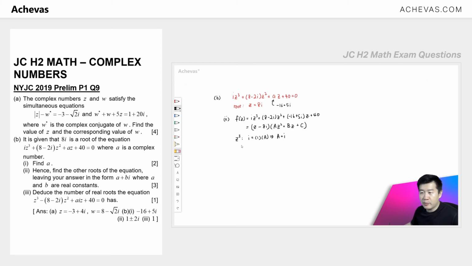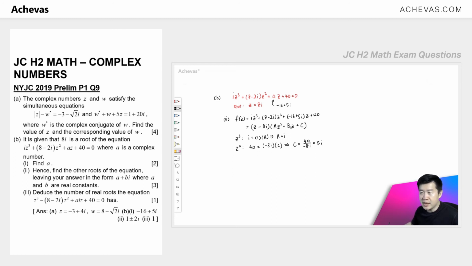And if I were to compare the term that is independent of z, this 40 over here, so the term that is independent of z on the left hand side is 40, and on the right hand side we will obtain it by taking minus 8i multiplied by c. This tells us that c is just going to be 40 divided by minus 8i. If I were to just press this in the calculator, this is 5i.